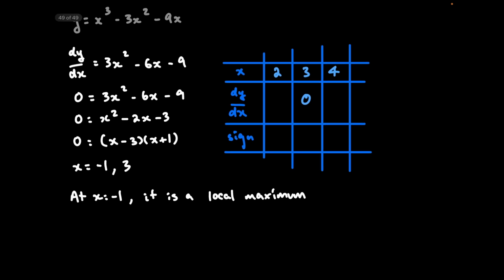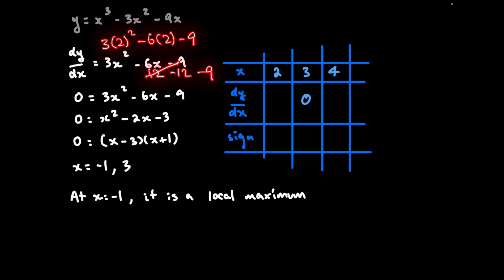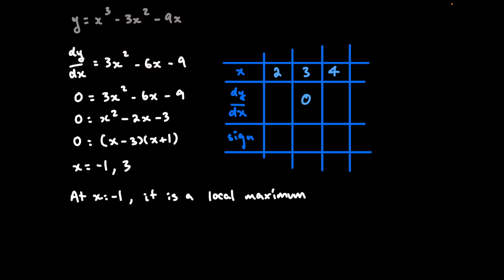So now that we have this, we can say that the derivative is going to be 0 when x equals 3. To work out the derivative when x equals 2, we can just substitute it into this equation here. So 3 times 2 squared minus 6 times 2 minus 9. That'll give us 12 minus 12 minus 9. So these two will cancel out, we get minus 9 here.